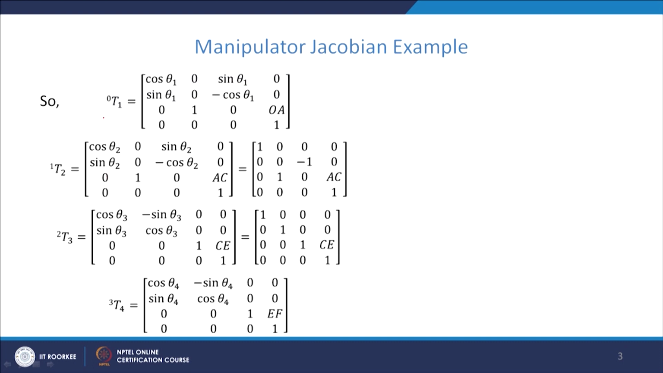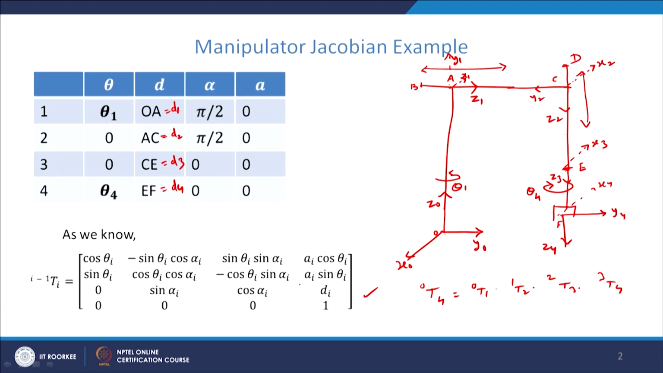Now, by substituting the parameter values we can obtain 0T1 as given here. If you put i equal to 2, we get 1T2 in the previous expression, and i equal to 3 will give 2T3 as given here, etc. So, the 4 matrices 0T1, 1T2, 2T3, 3T4 are obtained for the previous example by substituting the parameter values.